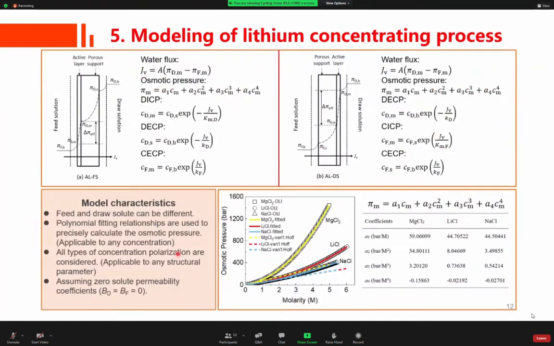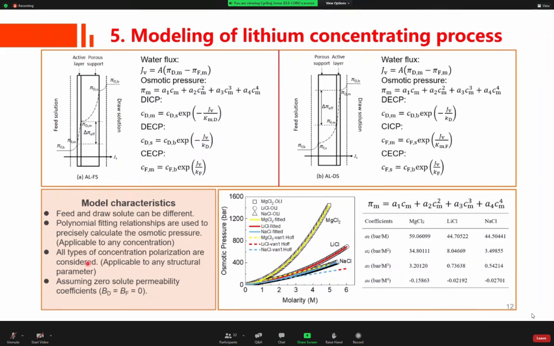To predict the water flux in concentrating lithium-enriched brine, we developed an FO model. The FO model has the following characteristics. First, the feed solute and draw solute can be different. Second, for the lithium concentrating process, the van 't Hoff equation greatly underestimates the osmotic pressures of saturated magnesium chloride draw solution and highly concentrated lithium chloride feed solution. So we use polynomial fitting relationships to precisely calculate the osmotic pressures. So the model is applicable to any concentration.